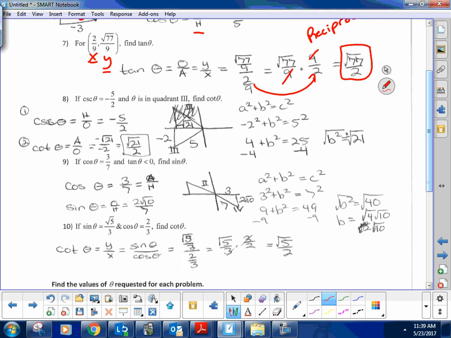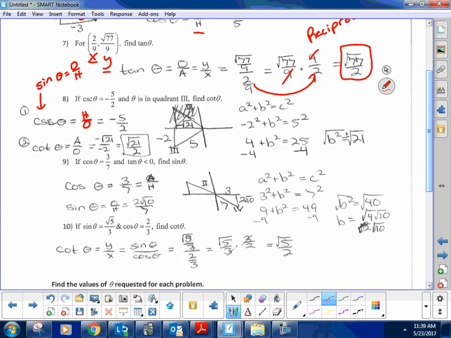On this one, same thing, SOH CAH TOA. But in this case, one thing to remember from SOH CAH TOA is that this is related to sine. Sine theta is opposite over hypotenuse. So the reciprocal of it is going to be hypotenuse over opposite.